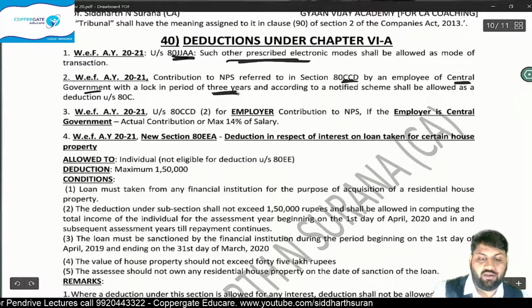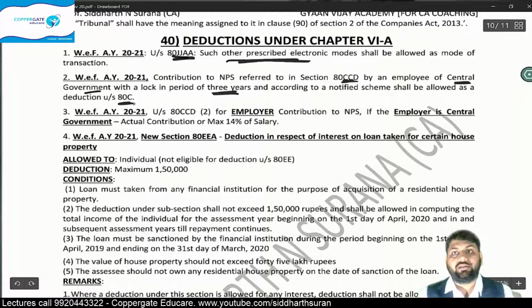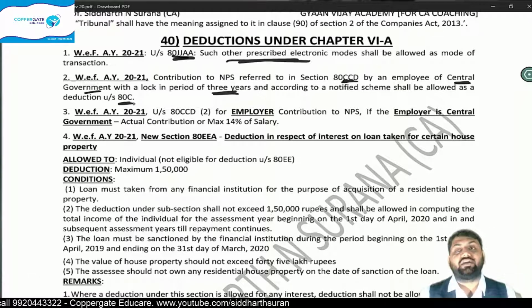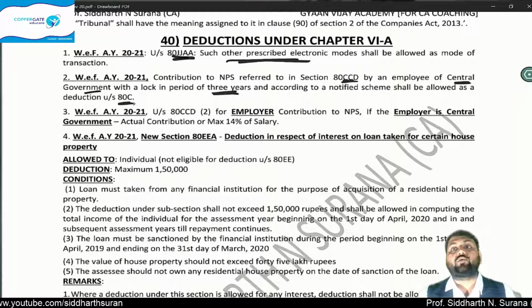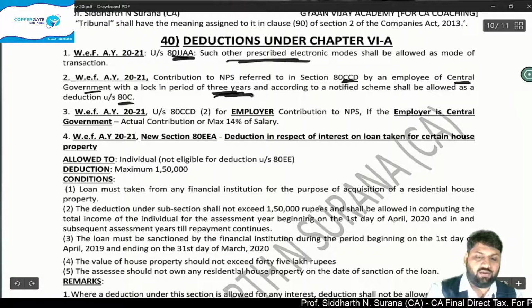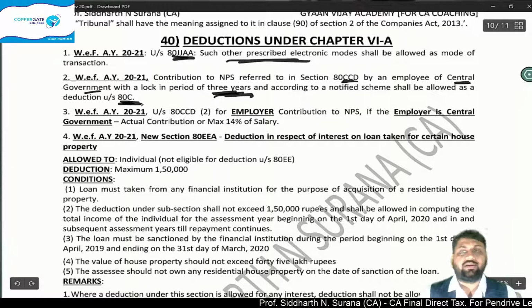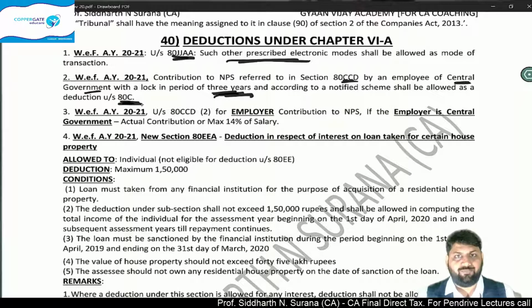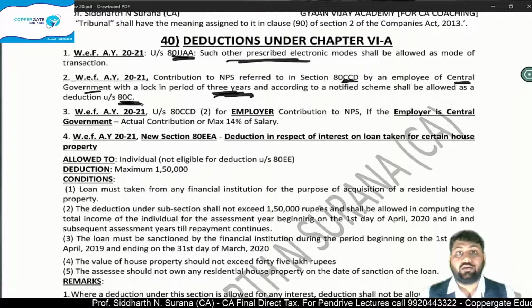Next, contribution to the notified pension scheme referred to in 80CCD of an employee of the central government with a lock-in period of minimum 3 years will now be covered under 80C. Actually, government proposes to stop this system of pension. We now want to stop the system of pension because paying pension is becoming a very big financial burden to the government. So government wishes to encourage you to build your own pension. So whatever contribution you are making to NPS and you are willing to have a lock-in of 3 years, we are going to give you deduction under 80C. Just like we have deduction for RPF, PPF, we are going to give you deduction if you are contributing with a minimum lock-in of 3 years. That's the amendment in section 80C.